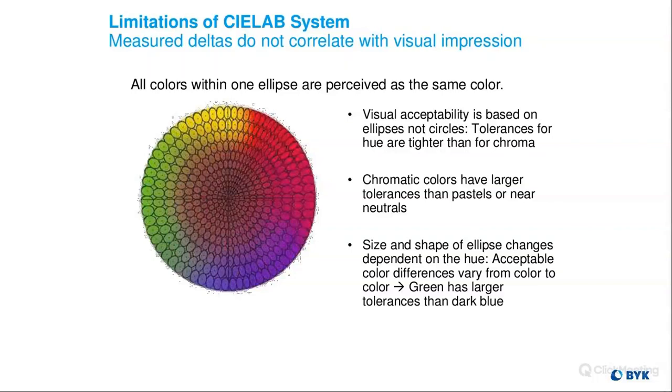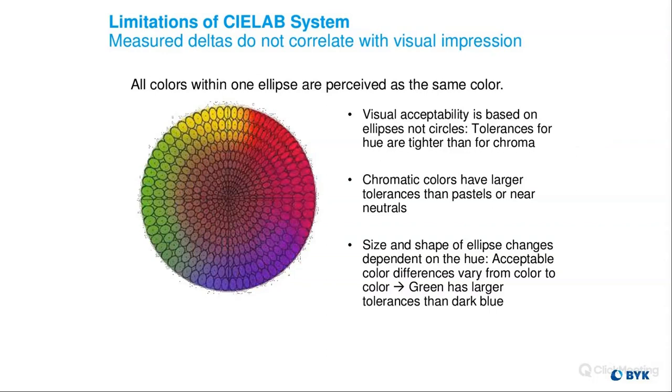So visual acceptability is based on ellipses, not circles. Tolerances for hue are tighter than for chroma. So we can detect a difference in hue very easily, whereas in chroma, it's going to be harder for our eyes to detect that difference.